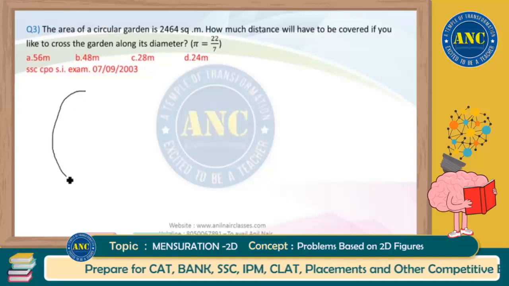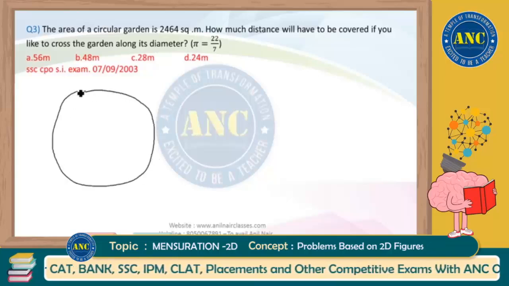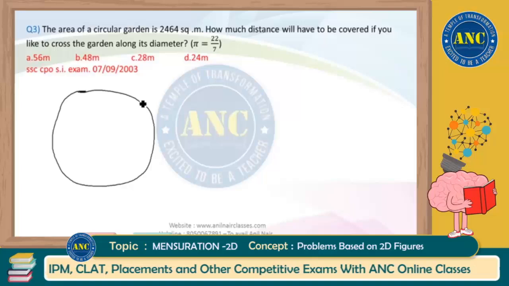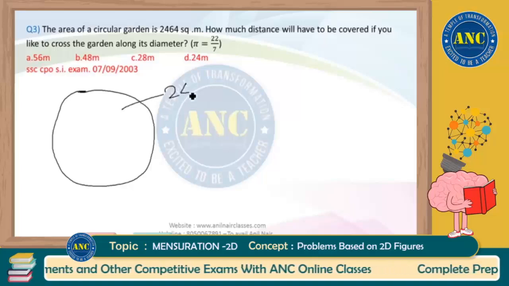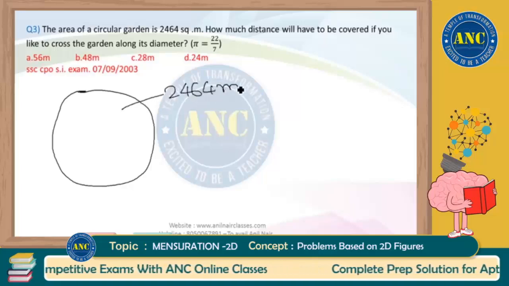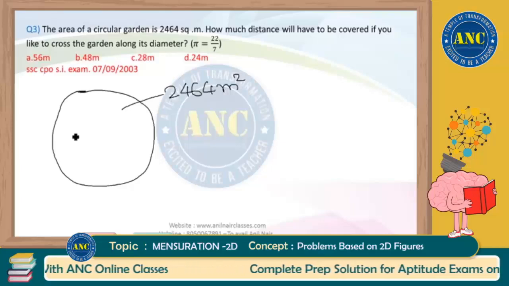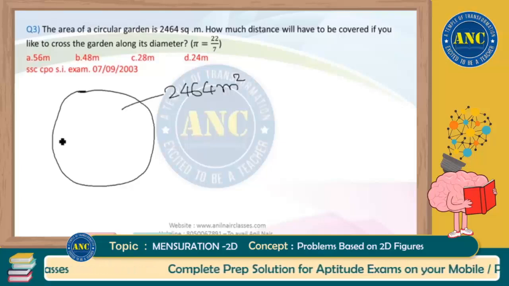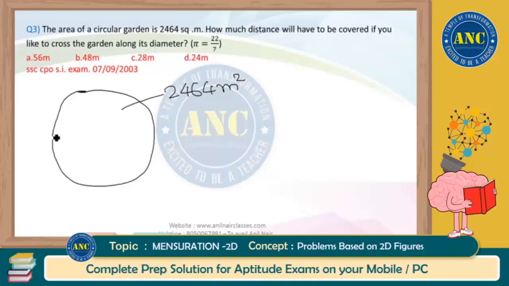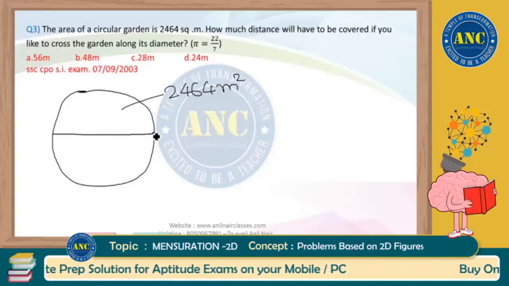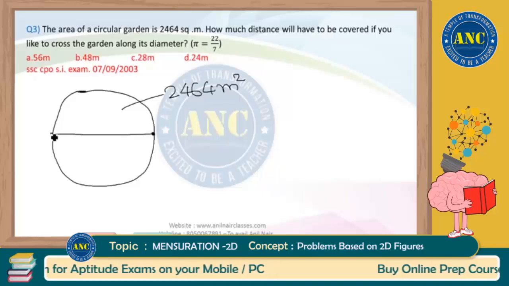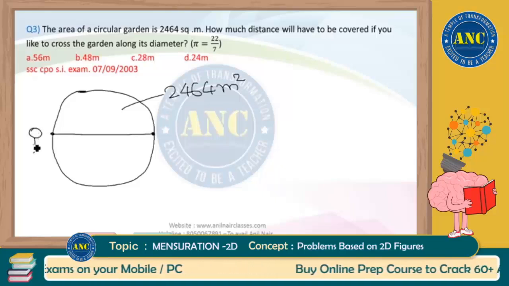Now there is a circular garden. Now this circular garden is having an area, entire area is given as 2464 meter square. Now how much distance will have to be covered if you like to cross the garden along with its diameter? That means in simple language, I am starting at this point right now.